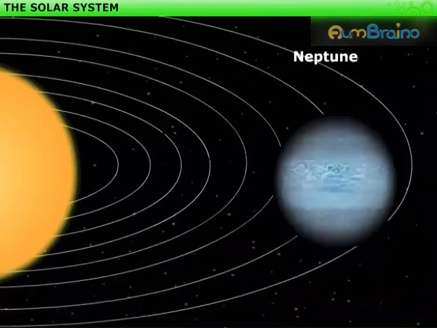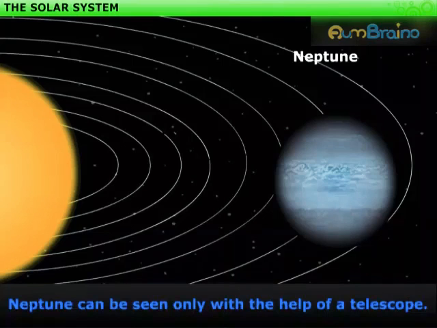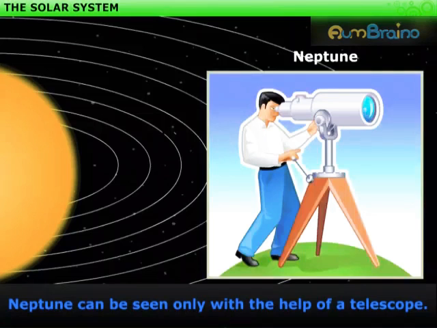Neptune. It is the 4th largest planet in the solar system. It is blue in color, and has many moons. Neptune can be seen only with the help of a telescope.